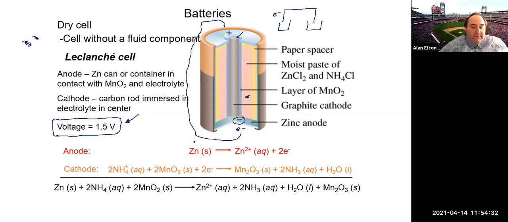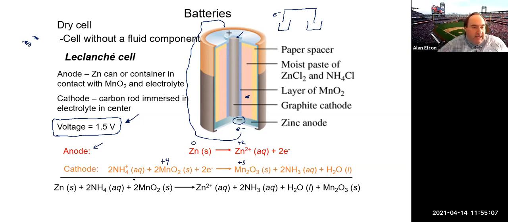We see our zinc going from 0 to +2, again, being oxidized and being our anode. And down here we have our Mn, for example, going from +4 on this side to +3, right? Getting reduced as well. So we do have this reduction happening here. Also, we have some ammonium in there as well. And again, this is our overall reaction that is happening.